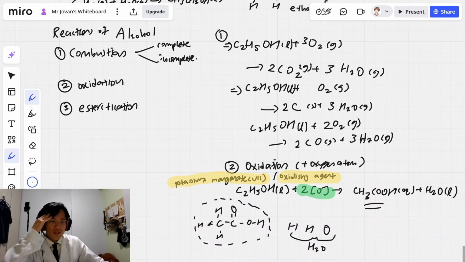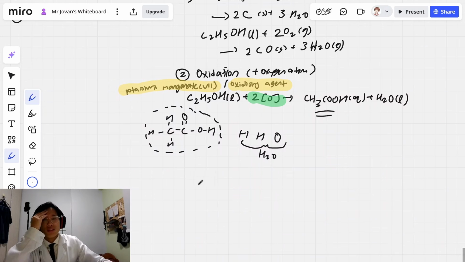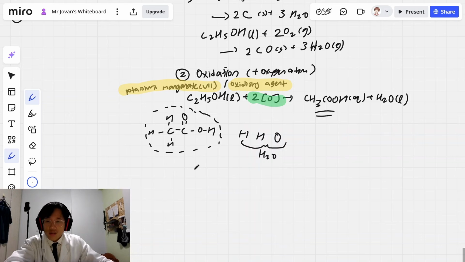So now we know how ethanoic acid came about, because initially I had an H here and an H here, kick them out and replace them with a double bond O. Ethanoic acid. So this is an important process, oxidation. Now, like I mentioned just now, we can do oxidation without putting in an oxidizing agent, just letting it happen naturally through the oxygen gas in the air. So I'm just going to write exposed to air.